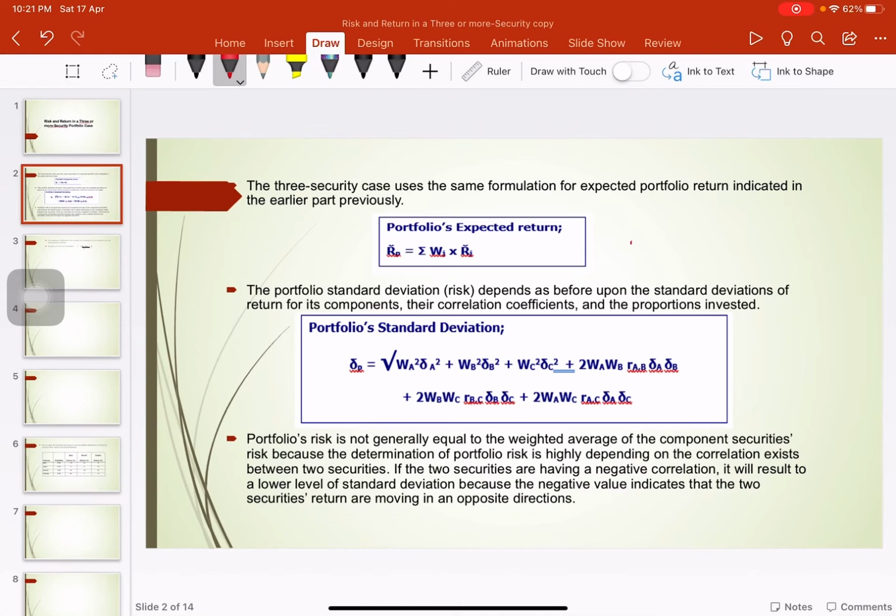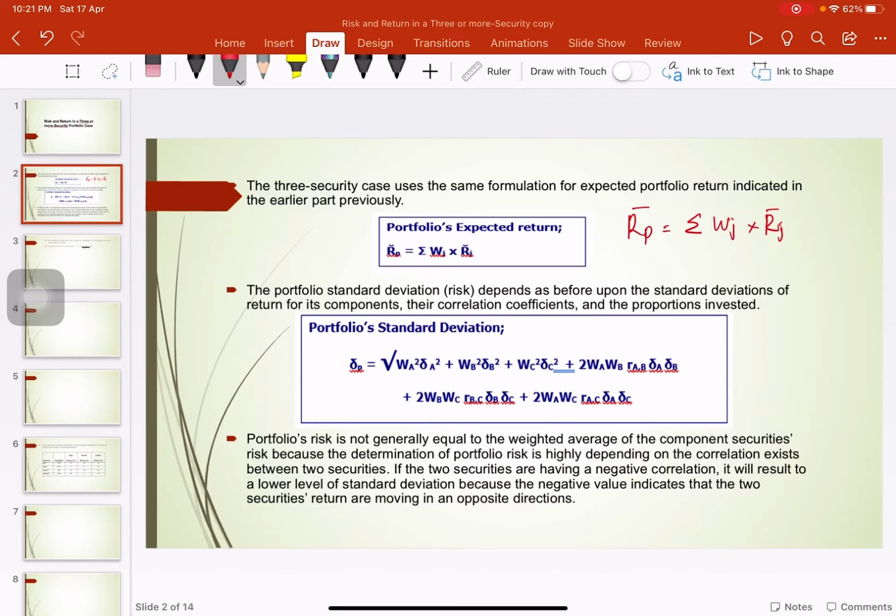Okay, now let's have a look at the formula of expected return. Previously, we have already learned how to calculate the expected return of the portfolio, which is R_P hat equals the sum of w_j times R_j hat. So the formula maintains the same. Next, the portfolio standard deviation.